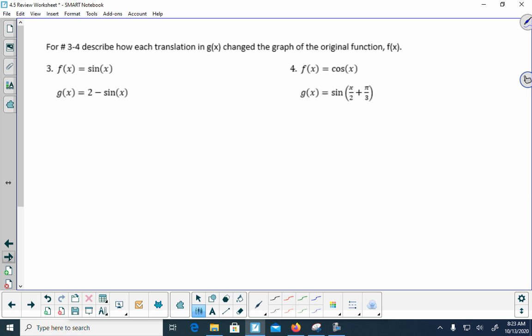Okay, the next one's taking us back to Algebra 2, where we remember how to write the translation. So the parent function is sine of x, and then I want to find out what these two changes are. So I have two changes. This first one is a 2. It's outside, which means it's going to be a vertical change, and this is going to be a vertical shift up 2 units. Then this negative sign, what it's going to do is it's going to take a function that's up here, and it's going to put it down here. So it's going to reflect over the x-axis.